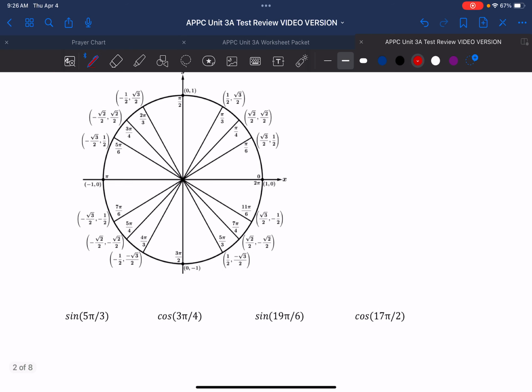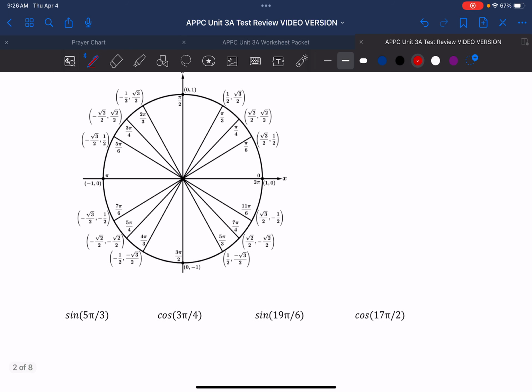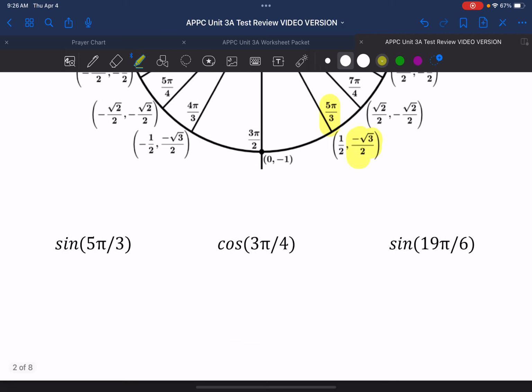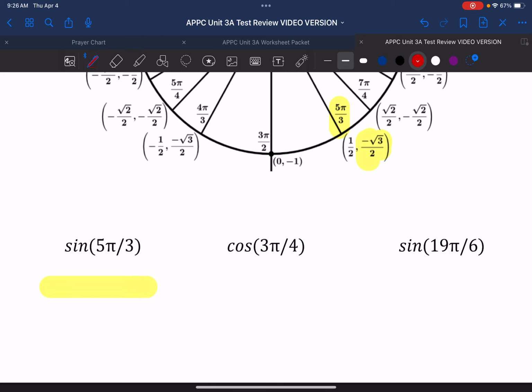Okay, welcome back. Let's do sine of 5 pi over 3. So I go to 5 pi over 3 here. And sine is my y coordinate at 5 pi over 3. So sine here will be negative square root of 3 over 2.